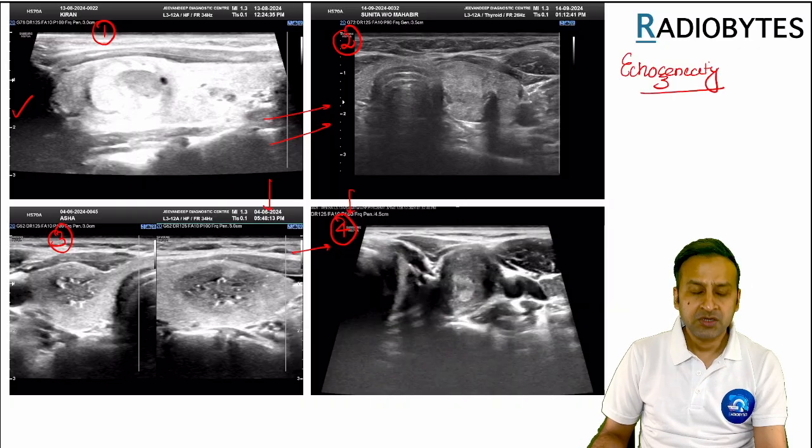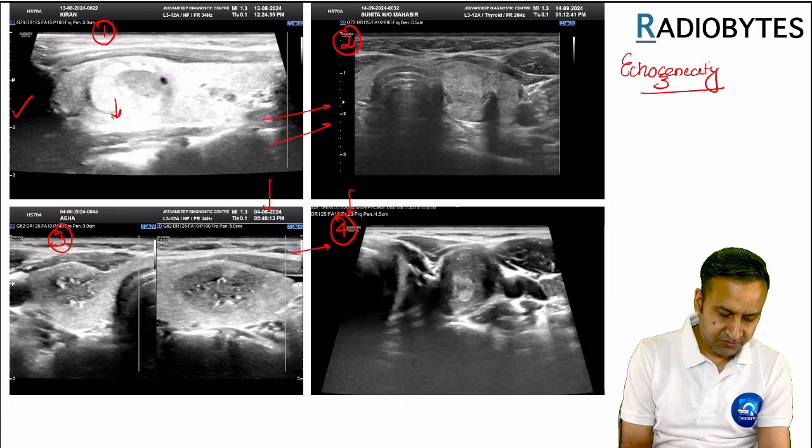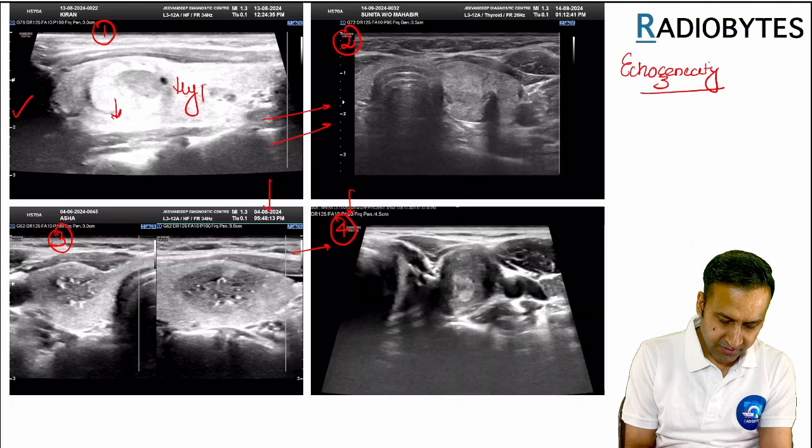Fine. So when you talk about this nodule, what is this nodule? I think everybody of you would say, sir, it is a hyperechoic nodule.